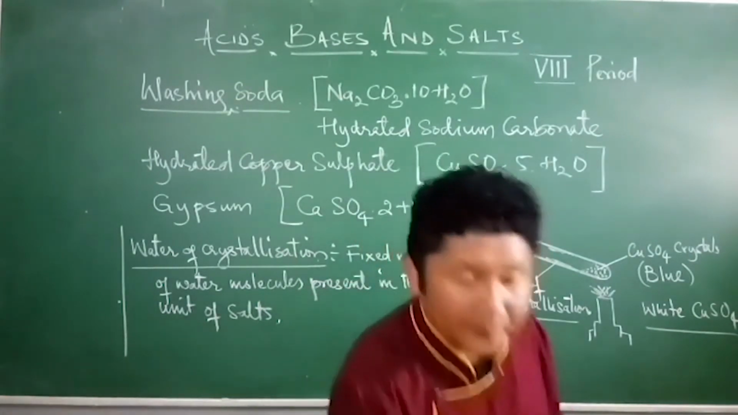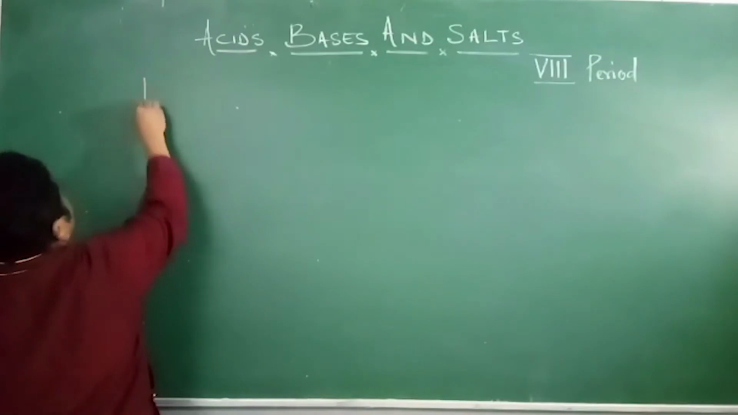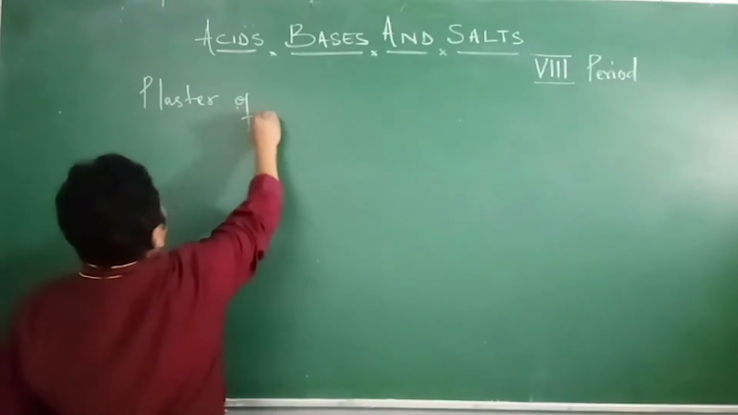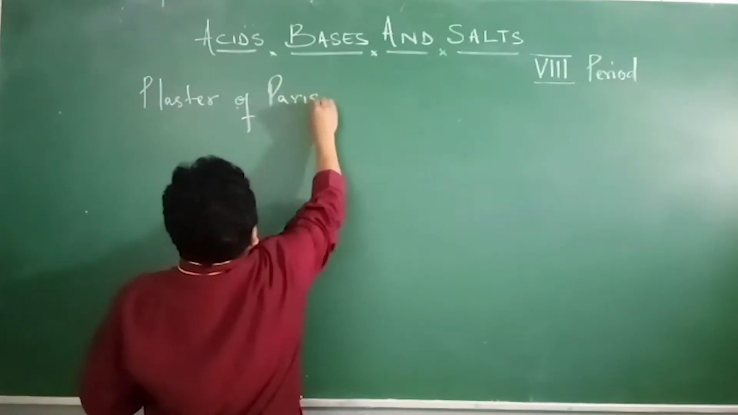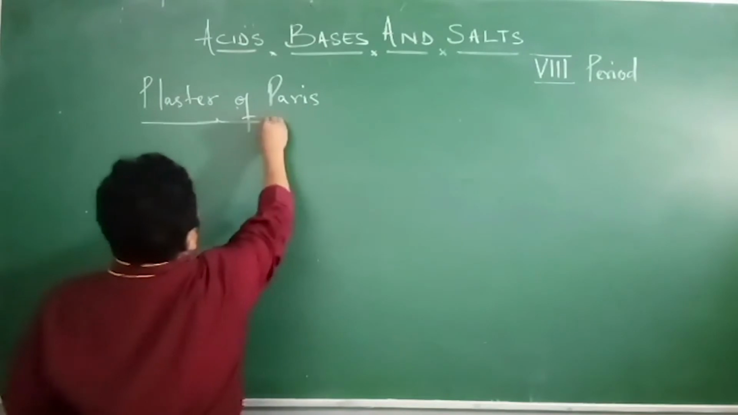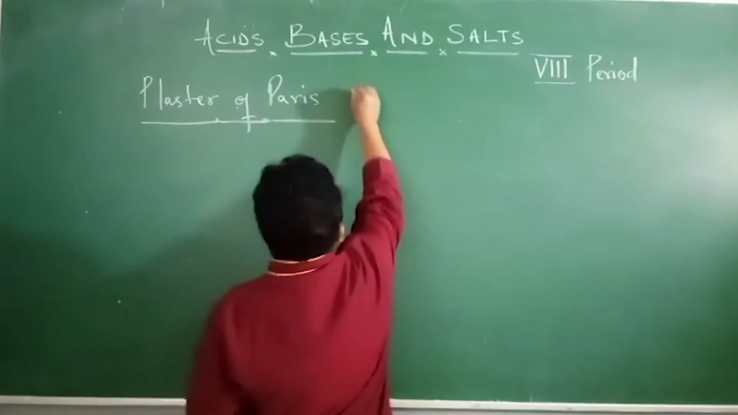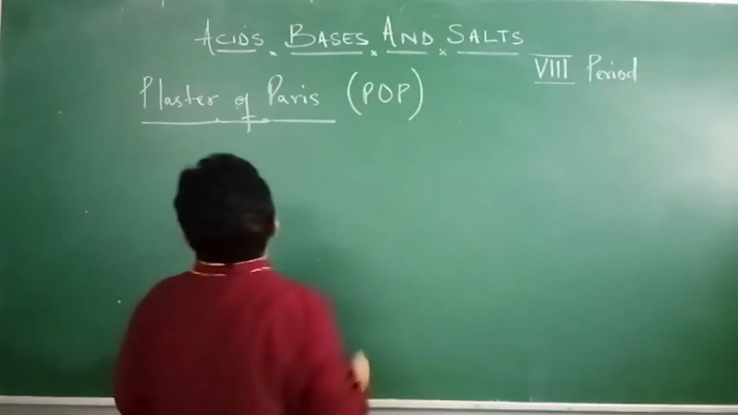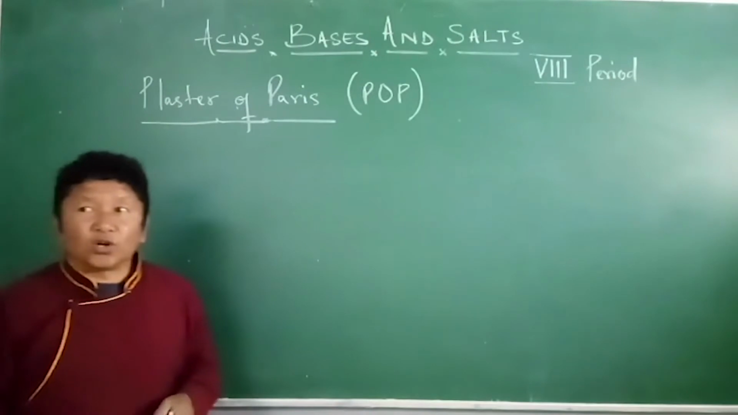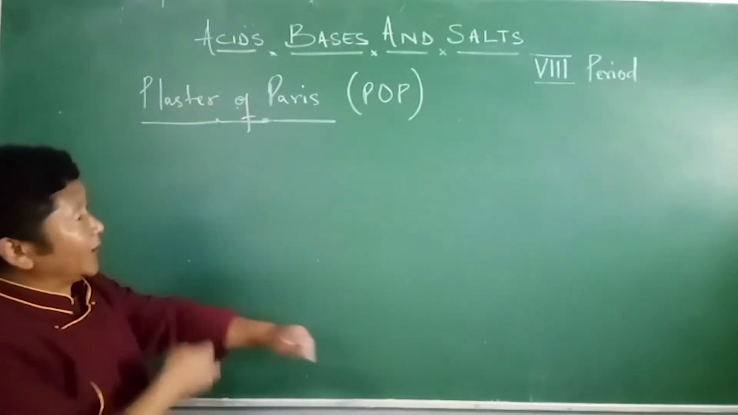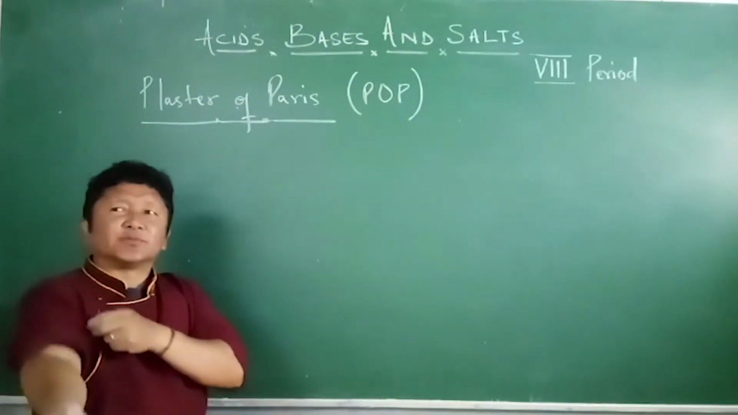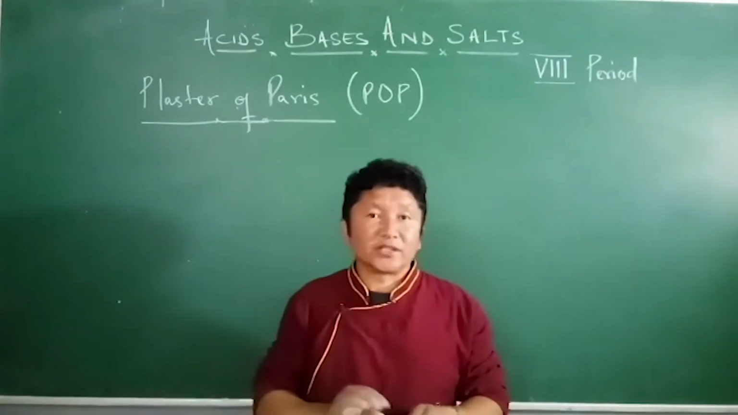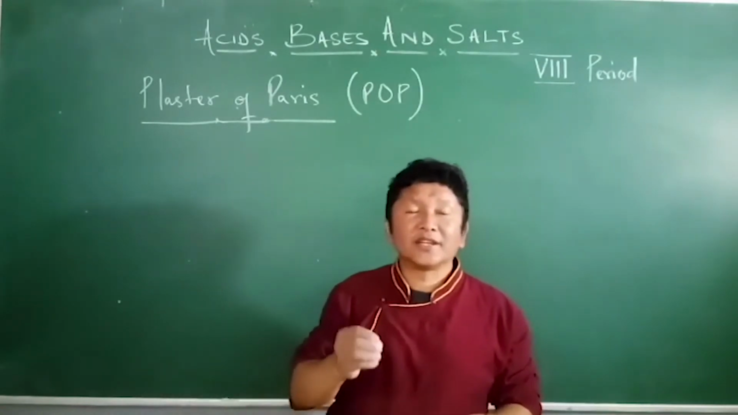So let's talk about this. Plaster of Paris, or POP, is one of the very important common compounds. Chemically it is known as calcium sulfate hemihydrate.